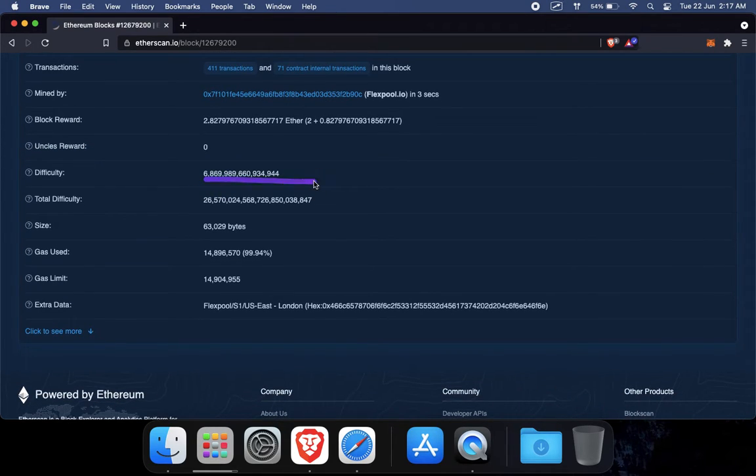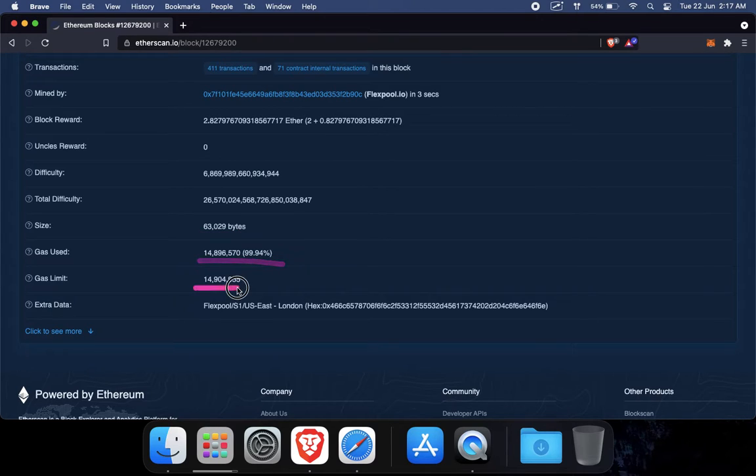The difficulty level, and the total difficulty of the chain until this block, right? So this is the difficulty of mining the specific block. This is the difficulty of the entire Ethereum blockchain up until the point before this block. Right? The size of the block, 63 megabytes.